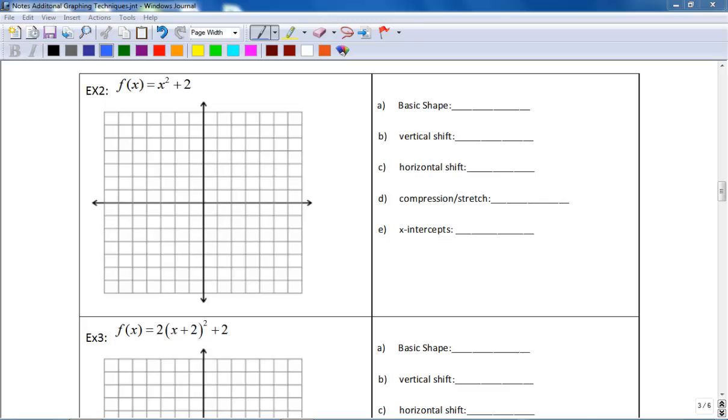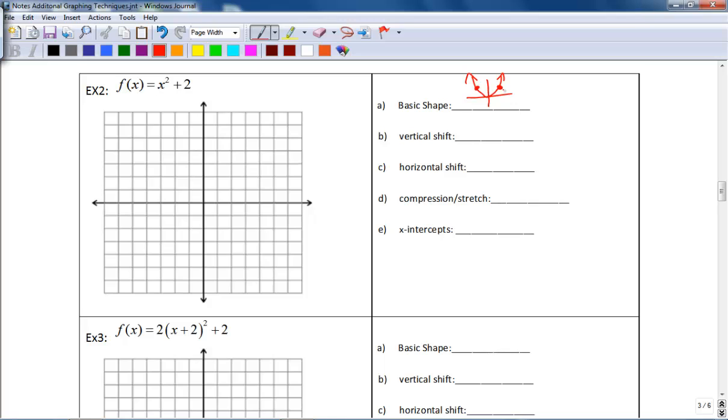Okay, let's look at example 2, where we're graphing f of x equals x squared plus 2. First thing to do is identify the basic shape. Well, this is an x squared, which was that parabola, so that's a U. And again, I know that my key points go in the same y direction.